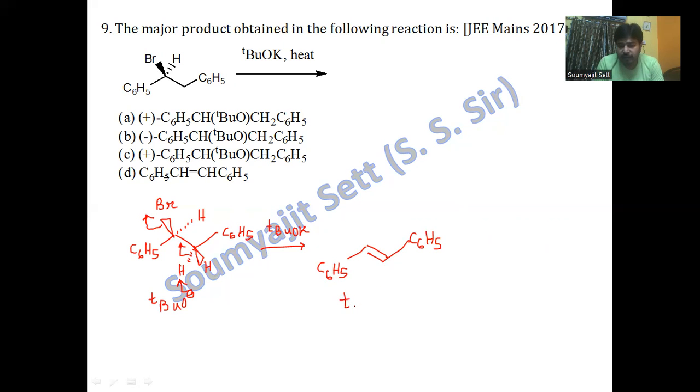This is the trans stereoisomer, and the name of this molecule is stilbene. So here the option is given as simple stilbene only. If cis-stilbene or trans-stilbene were given, the major product will be trans-stilbene. Okay. Next.